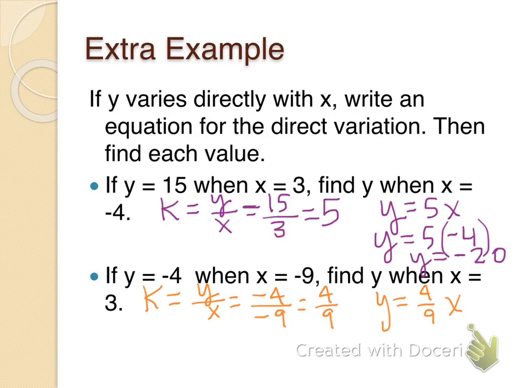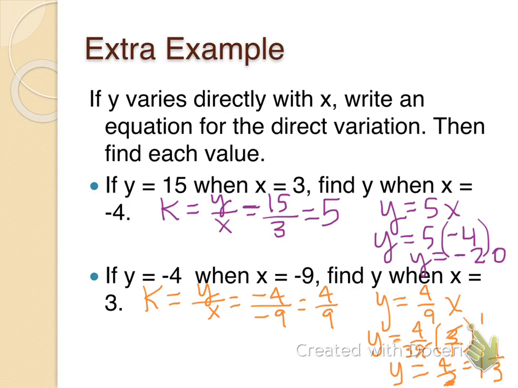They want to know when x is 3, what is y? So I'm going to leave y equals 4/9. And then instead of x, I'm going to multiply it by 3. When I do that, I can cancel a 3 here and a 3 in the bottom. So I get 4/3, which is 1 1/3.